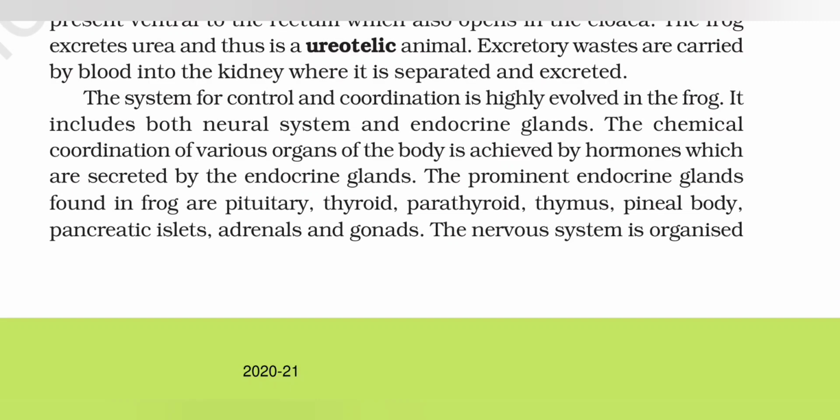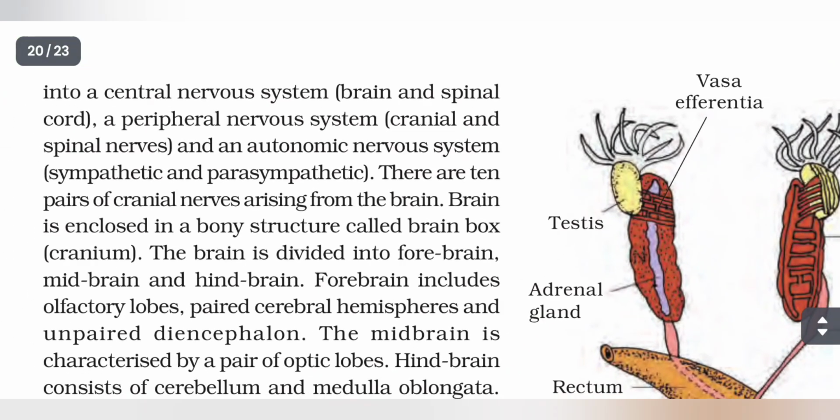The nervous system is organized into a central nervous system, which contains the brain and spinal cord, a peripheral nervous system, cranial and spinal nerves, and an autonomic nervous system, sympathetic and parasympathetic. There are 10 pairs of cranial nerves arising from the brain. The brain is enclosed in a bony structure called the brain box or cranium.